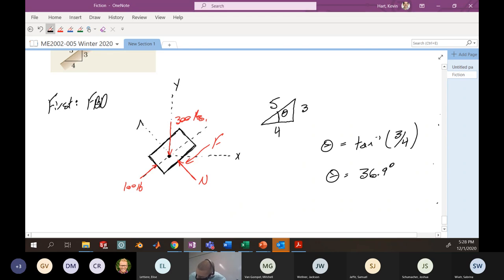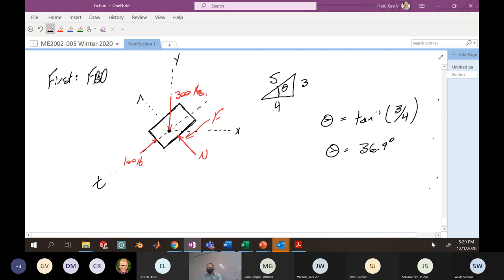Where here, this is the N direction. And I'm going to call 90 degrees counterclockwise from that, the T direction. All right. Usually adding N T axes to this problem makes your life a lot easier. And we'll see why in just a second here.